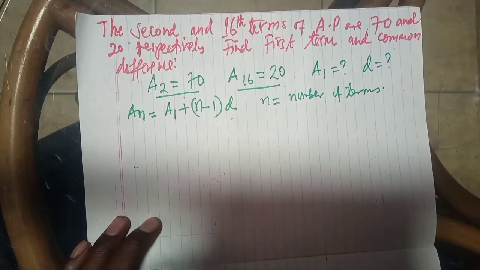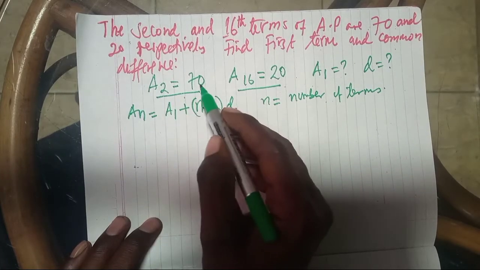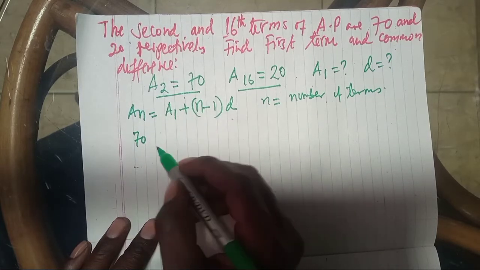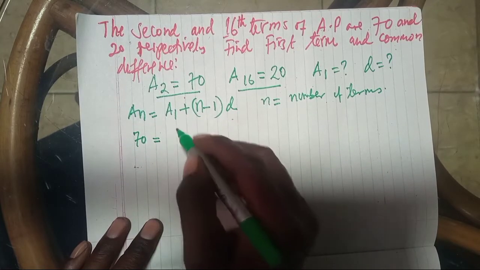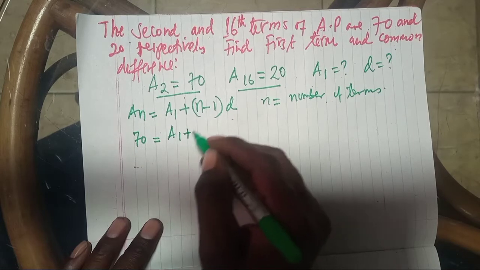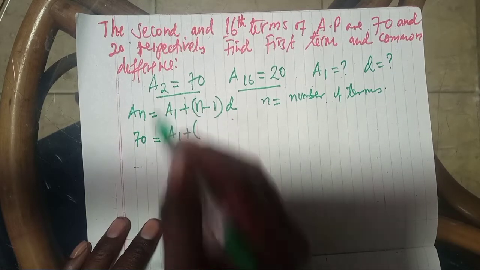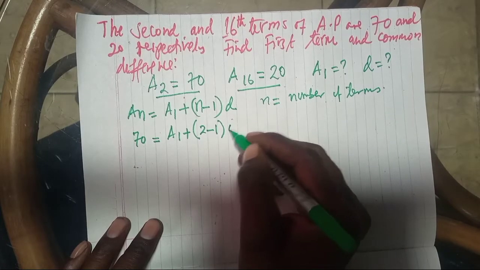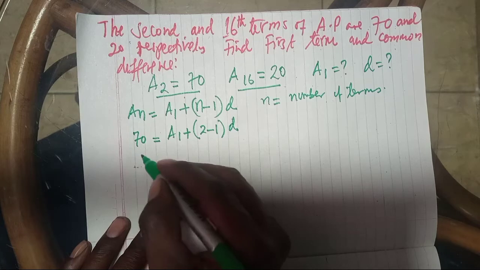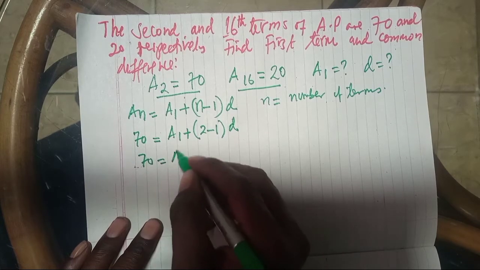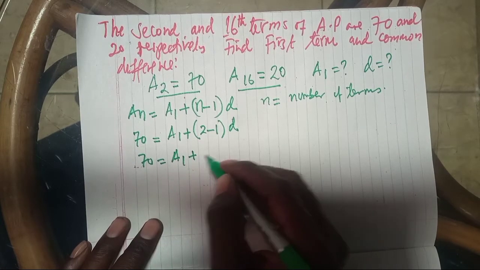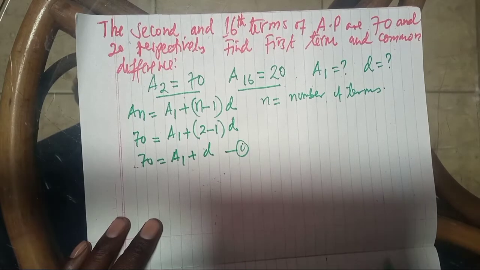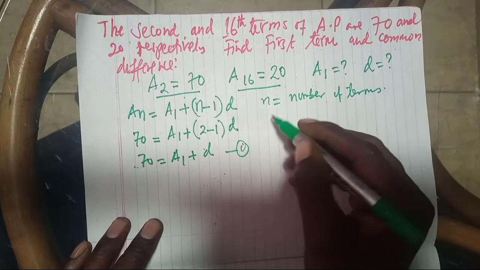Now, here we are talking about A2, the second term, which is 7. That is 7 is equal to A1 plus (2 minus 1) times the common difference D. So we have 7 is equal to A1 plus 1D, that is D. Now this is the first equation.